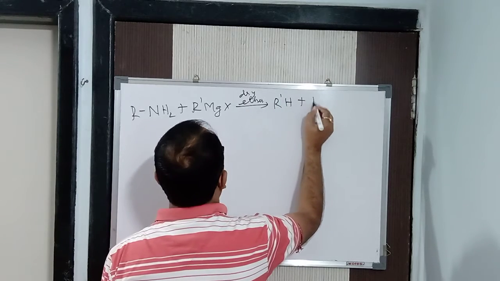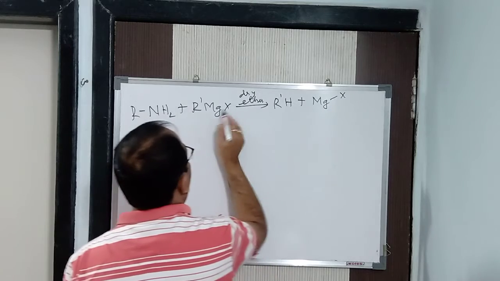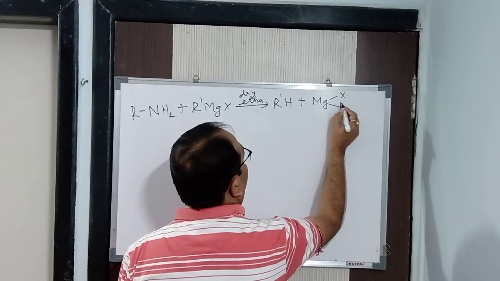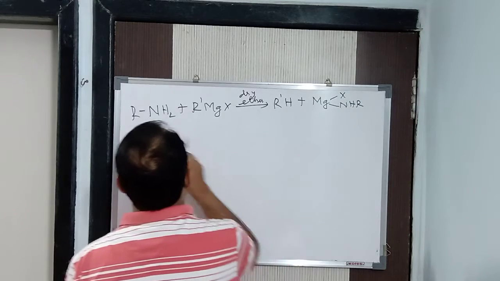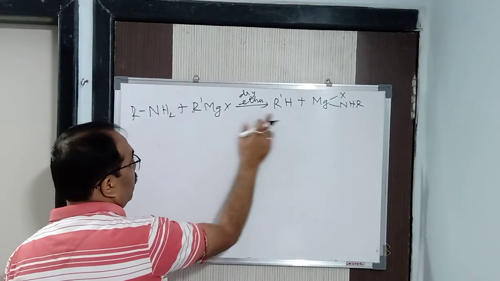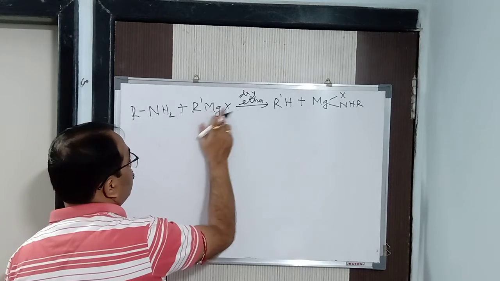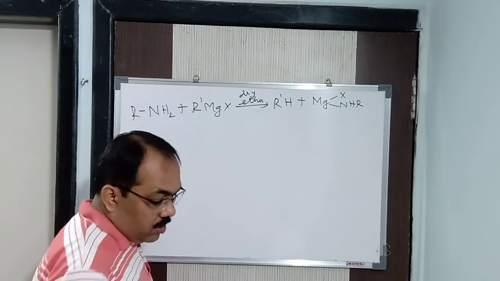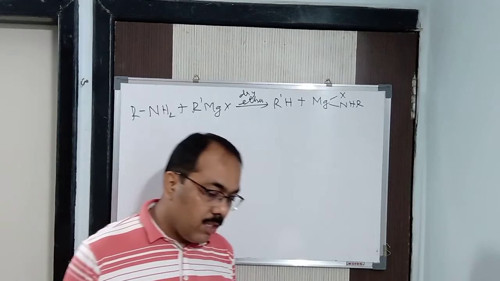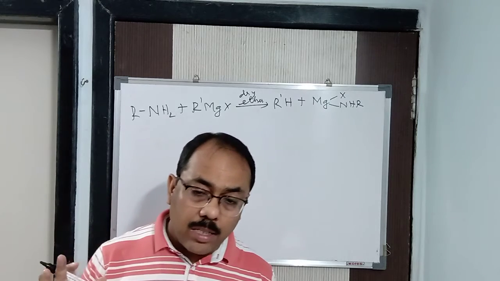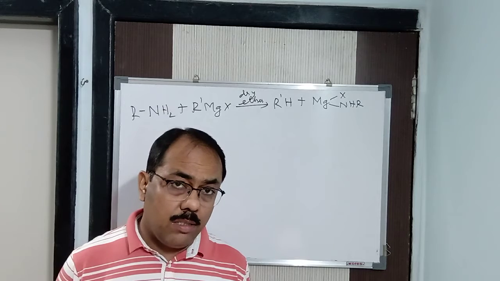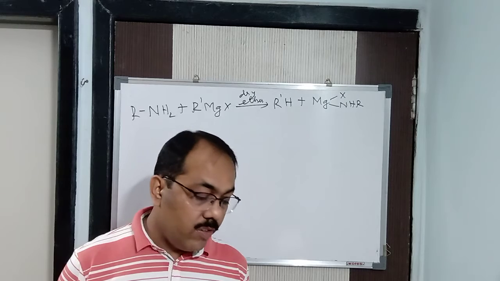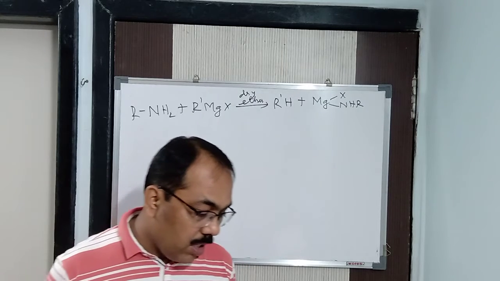Clear? Plus Mg, with one bond to X already, and the other bond to NHR. One H reacts with R' to form the alkane. This is your alkane. And Mg, one bond with X already is there, another bond will be with NHR. Clear? So in this way you got the product. Whenever amines react with Grignard reagent, you get alkanes. It's a substitution reaction, and you get the corresponding alkanes.